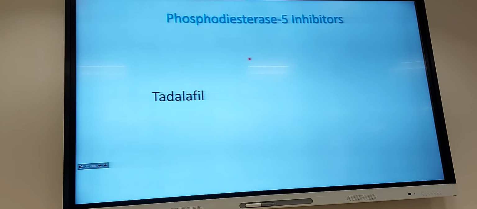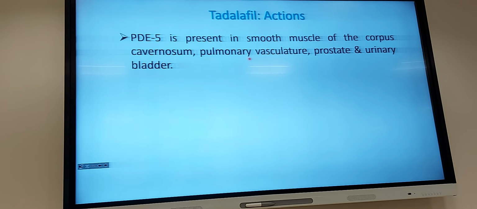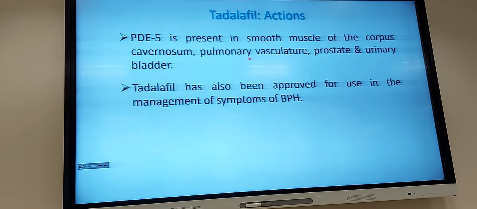See, everyone remembered Viagra, but what about pulmonary hypertension? Did you do that? Yes. So is there any role of PDE5 inhibitors? Yes. So both sildenafil and tadalafil can be used there as well, because again, they relax smooth muscle cells in the vasculature. They are present in corpus cavernosum, pulmonary vasculature, prostate, and urinary bladder.